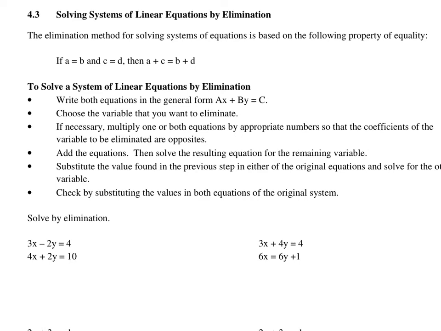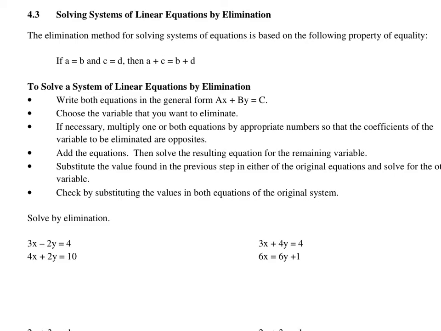Section 4.3, Solving Systems of Linear Equations by Elimination. The elimination method for solving systems of equations is based upon the following property of equality. If A equals B and C equals D, then you can add A and C together, and that will equal B plus D. So A plus C equals B plus D.